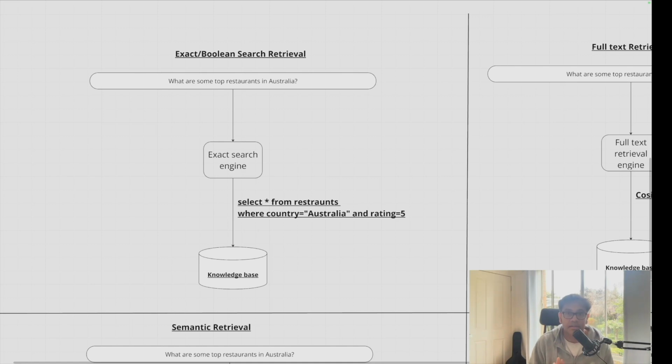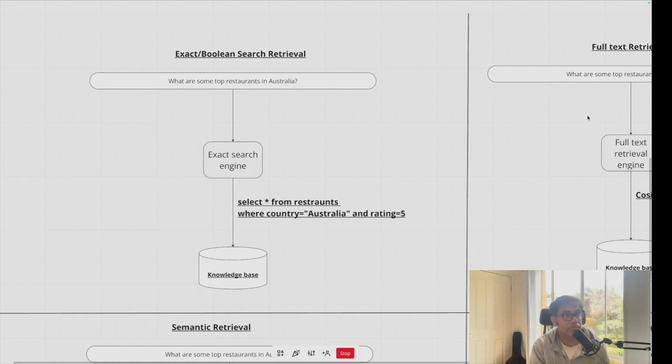It doesn't search for the whole context essentially. For example, if someone is asking what are some top restaurants in Australia, the exact search engine converts the query, sees Australia, and basically plugs it in where you need it in a country format. So that in itself is exact Boolean search.